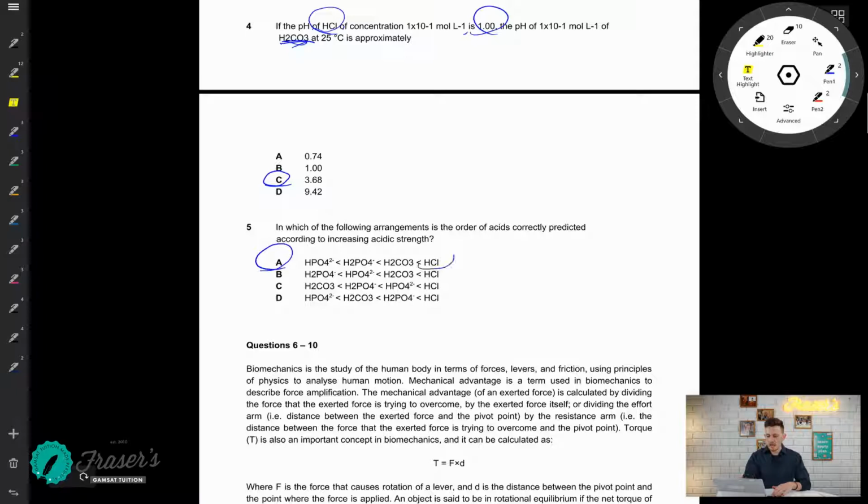We have the strongest acid being the HCl, the next one being the species without a charge, the next one being the species with only one negative, as we can see there, and the final one being the weakest acid, the one with the highest negative charge, the one that has the least tendency to give up a proton, and that being last. So A would be the answer here. Great.